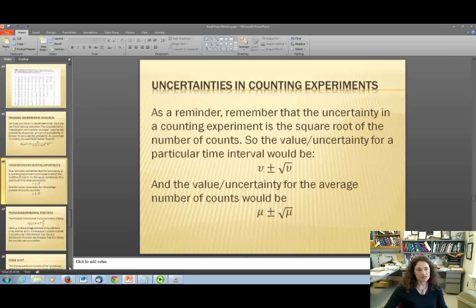Okay. The next distribution function we talked about was the Poisson distribution function, and the Poisson distribution function is for counting experiments like radioactivity experiments. In general, the uncertainty in a counting experiment is the square root of the number of counts. So if you're doing a radiation count for something in a 2-minute count, let's say that you measured 10 counts in 2 minutes, then the uncertainty would be square root of 10. For an average for a counting experiment, it's the square root of that average. Okay, so that's important to remember.